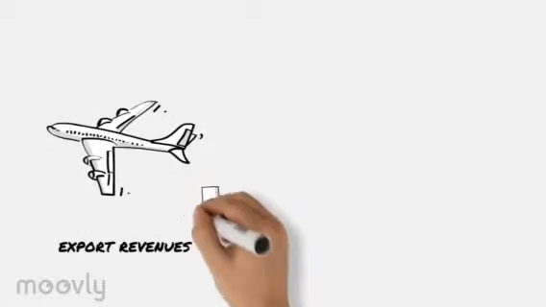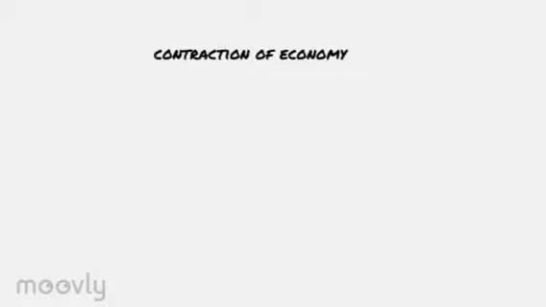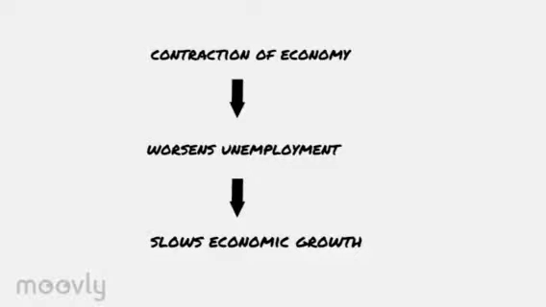Since aggregate demand for our goods is lowered, our export revenues are also reduced. This results in a fall of national income. This may cause the economy to contract, which worsens unemployment and slows economic growth within the country.